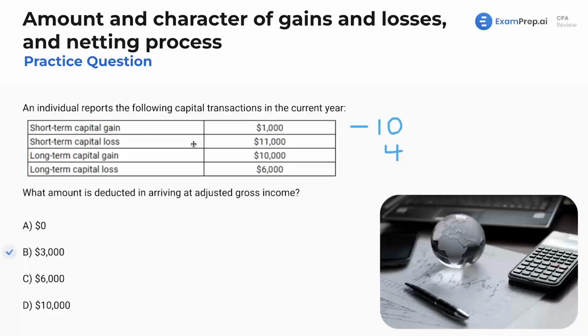Now, what are we going to do? We're going to roll forward this remaining $3,000 because we had a total loss of 6. We can keep rolling forward this loss into future years and take it then, and that's fine. But for the current year, you're only allowed to deduct $3,000 against ordinary income, which is arriving at adjusted gross income. And that'll do it.